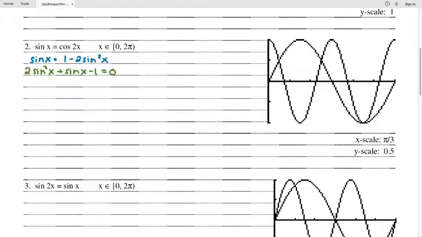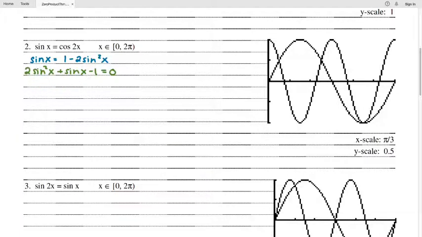So this might look like a polynomial that we have factored since algebra 1. Let's say instead of sine x, I represent it as a different variable, like y. This could become 2y squared plus y minus 1. That is something that we've been factoring since algebra 1. We're going to do the same thing. We're just going to have words instead of variables.